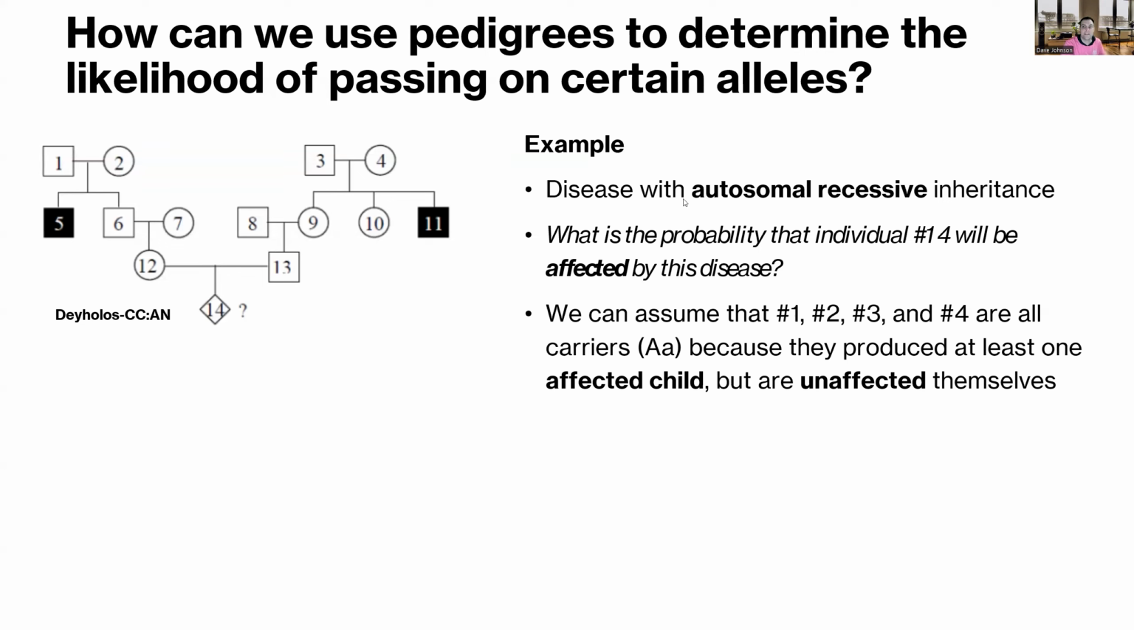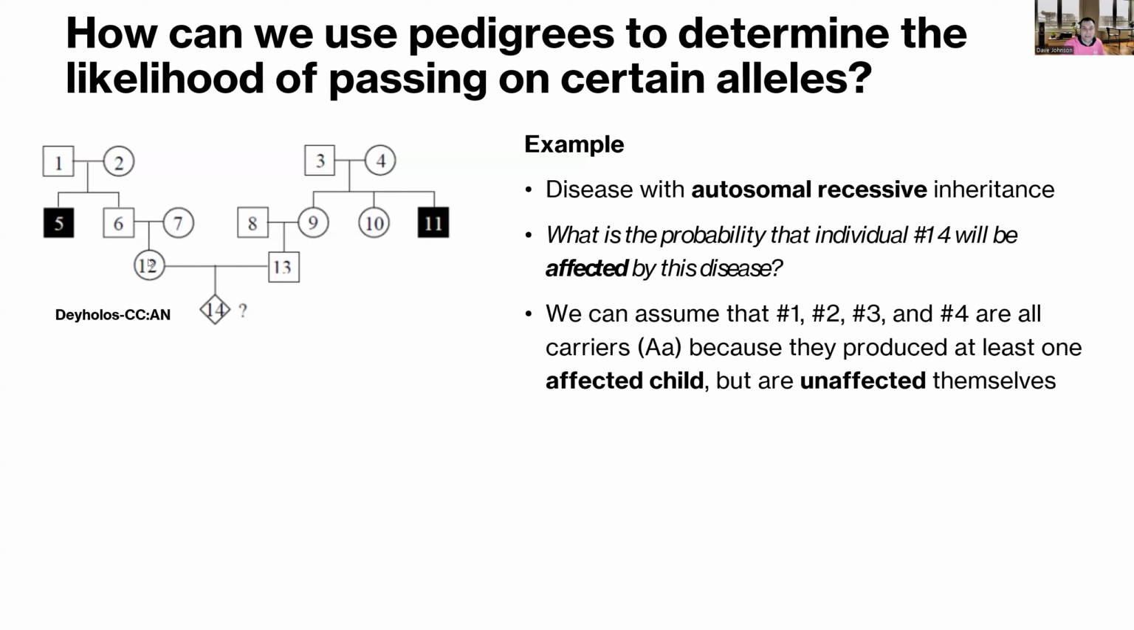So we're going to use this as an example of a disease that has autosomal recessive inheritance. The question that we're asking is, what is the probability that individual number 14 will be affected by this disease? So let's look at the scenario that we have. Let's assume that this woman, number 12, and this man, number 13, are planning to have kids. Notice number 14 is a diamond. That means we don't know the sex of this child. We don't know it because they don't exist yet.